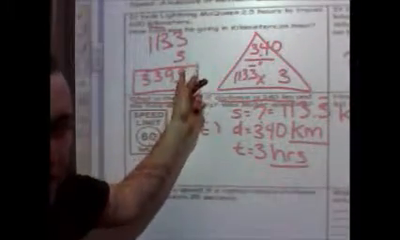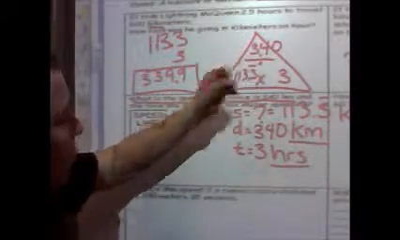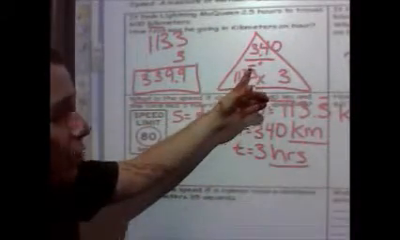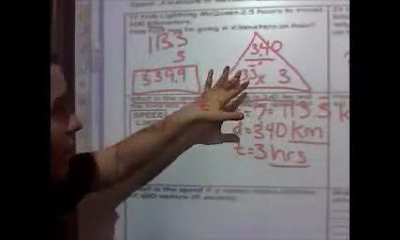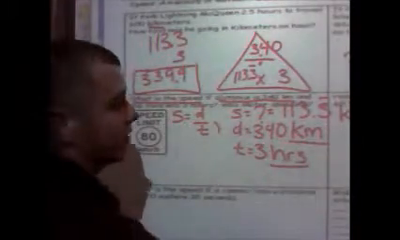The only reason why it does not equal 340 exactly, which in most cases it will, is that when you check your work, this times this will equal this exactly. The only reason why this one does not is because we have a repeating number. So it's okay if you're off by just a little bit, but not by too much. This is how you find the speed of an object.